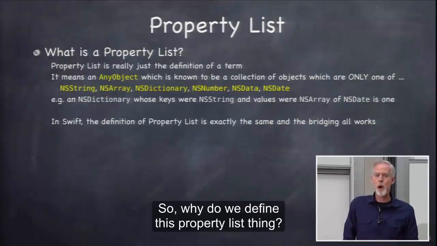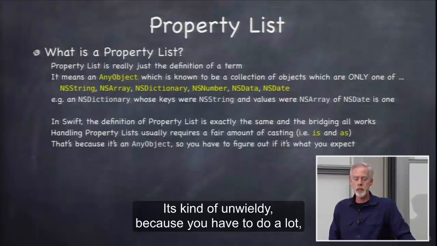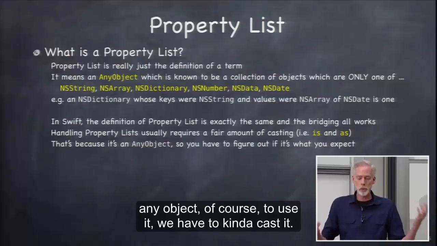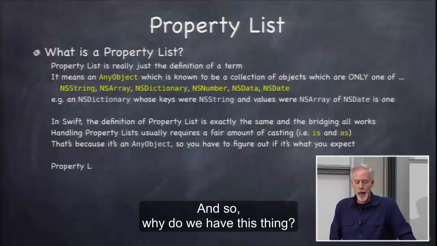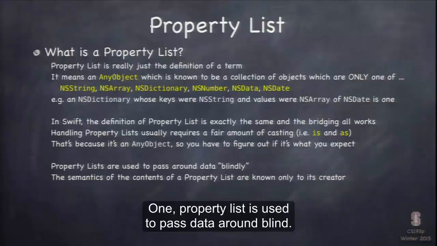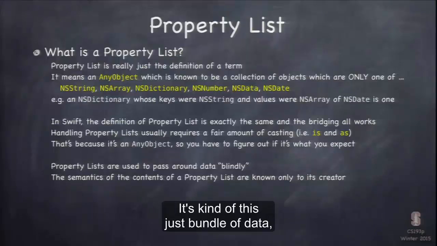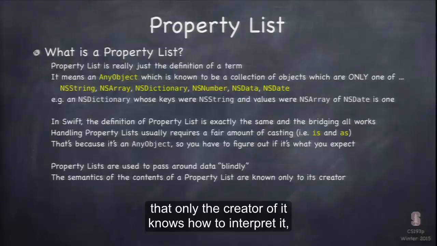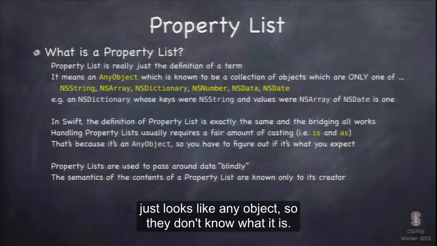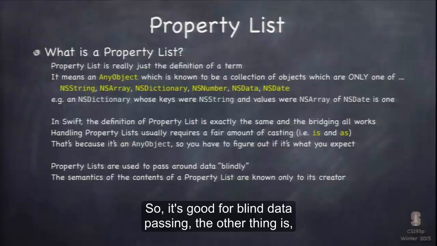So why do we define this property list thing? It's an AnyObject. It's kind of unwieldy because you have to do a fair amount of casting, ising, and asing, because to use an AnyObject, we have to cast it. And so why do we have this thing? 2 reasons, really. One, property list is used to pass data around blind. It's like a cookie in a browser or something. It's this bundle of data that only the creator of it knows how to interpret, because only they know what strings, arrays, dictionaries, and stuff are in there. But to everyone else, it just looks like AnyObject, so they don't know what it is. So all they can do is pass it around to other things. So it's good for blind data passing.